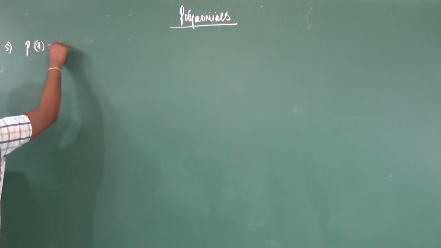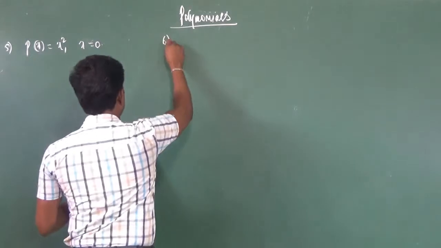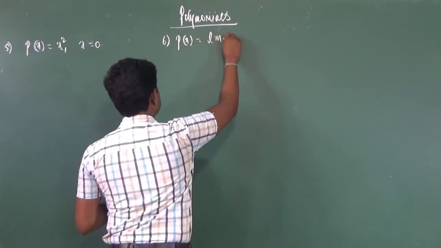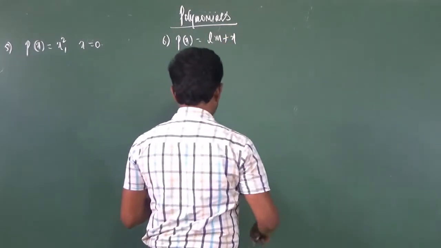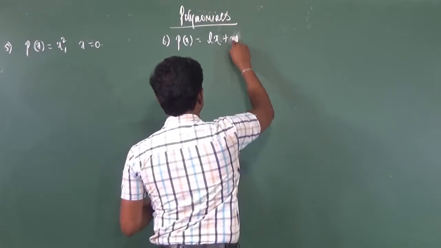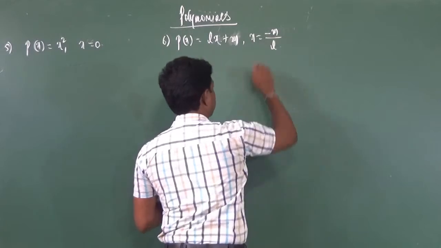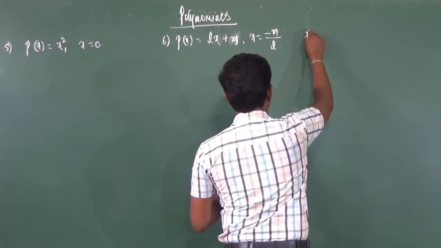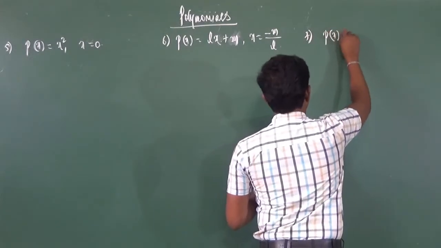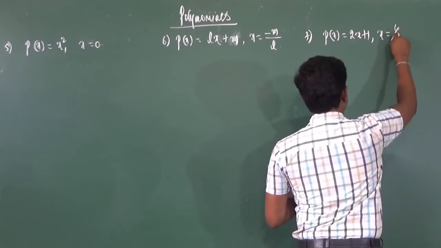P of x is equal to x square, where x is equal to 0. We take the sixth one. P of x is equal to lx plus m, where x is equal to minus m by l. Then the seventh problem. P of x is equal to 2x plus 1, x is equal to 1 by 2.